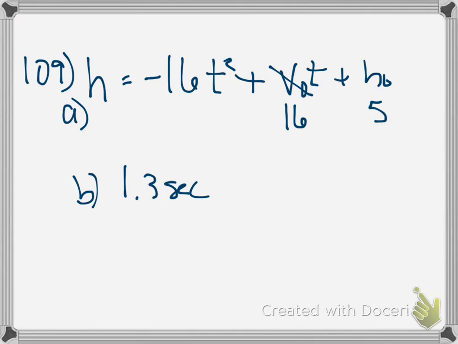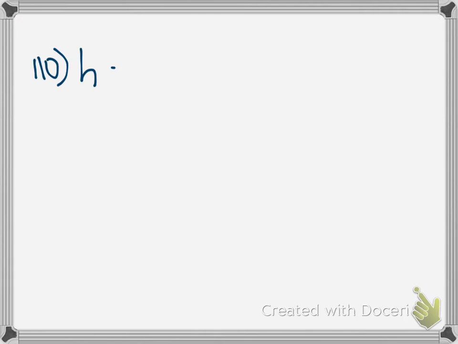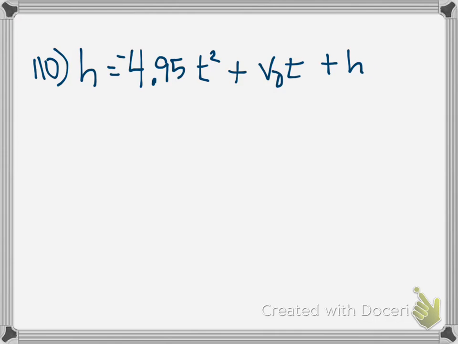Number 109, if it's feet, remember you put a negative 16 in front. You're saying negative 16 t squared plus the initial velocity t plus the initial height. So I put the 16 and the 5 in place of those two spots, and the equation would be negative 16 t squared plus 16t plus 5. Plug those in, find out when they cross the x-axis, that would be 1.3 seconds. If they switch to meters, you go to negative 4.95. It's still the same thing after that, and you can easily find those answers.